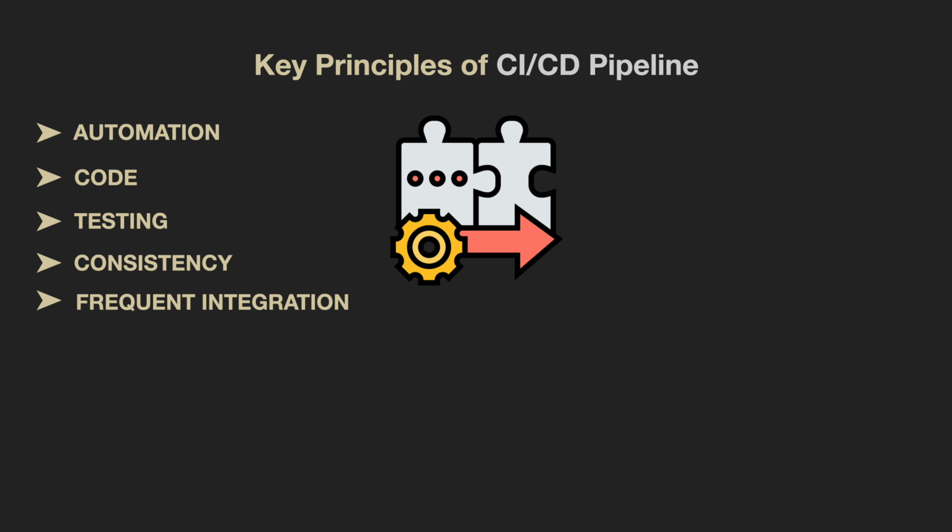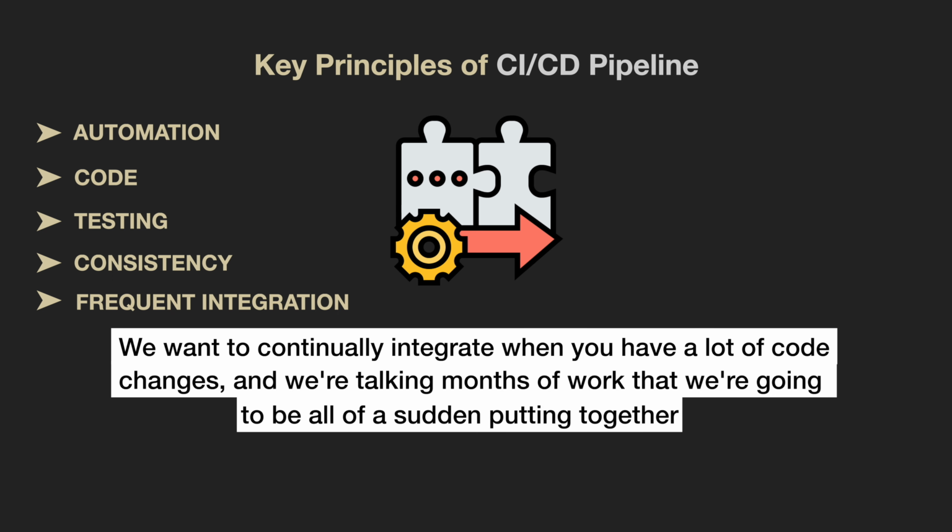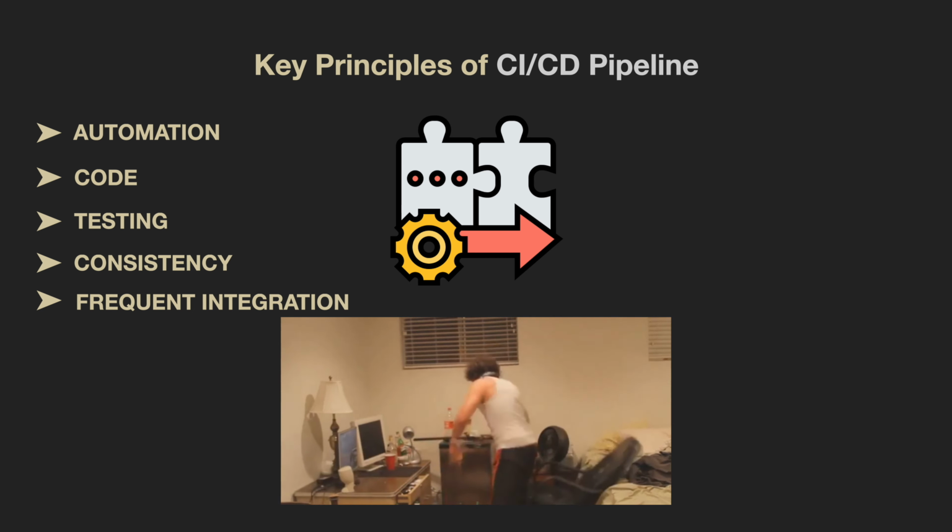Now the last principle is frequent integration. This is another important aspect in order to make CI/CD work. We want to continually integrate. When we have a lot of code changes, and we're talking about months of work that we suddenly put together, that's potentially a very hard change to make, because that's a lot of changes, right? Over the course of a month, we now have to make sure that all of those code changes don't break anything in the previous version.